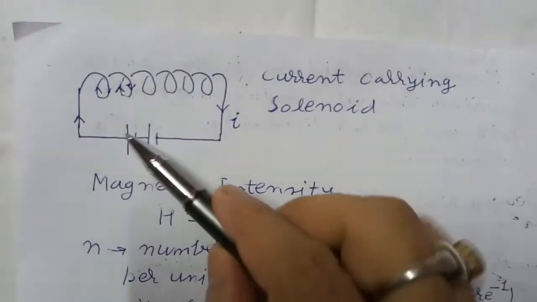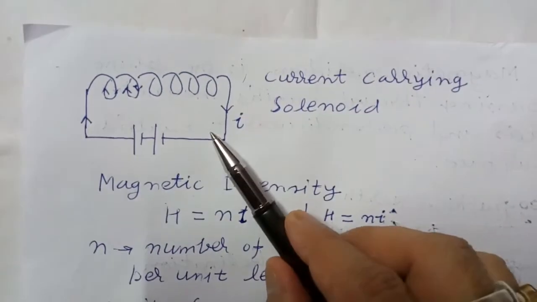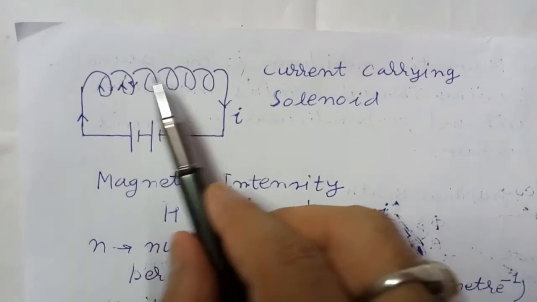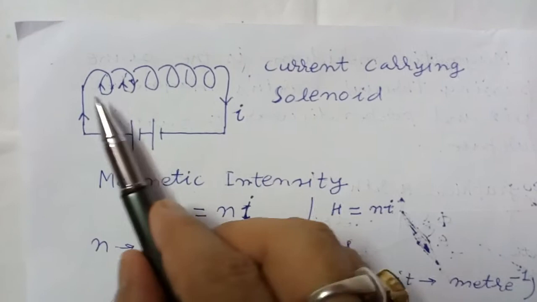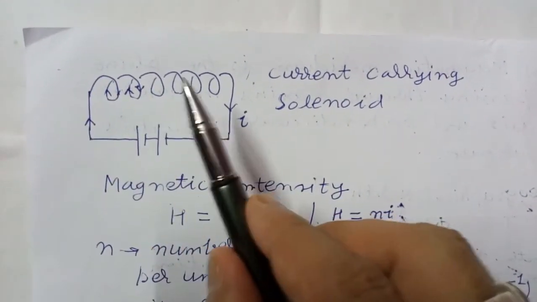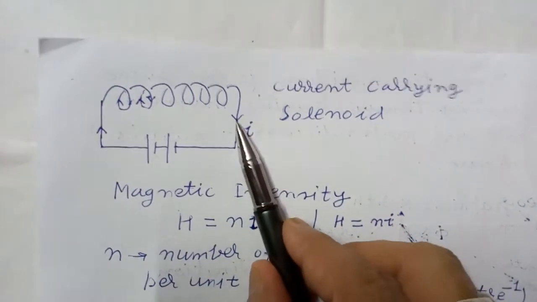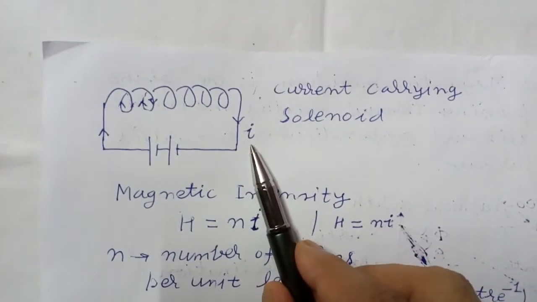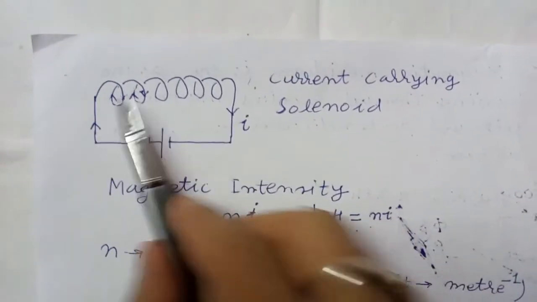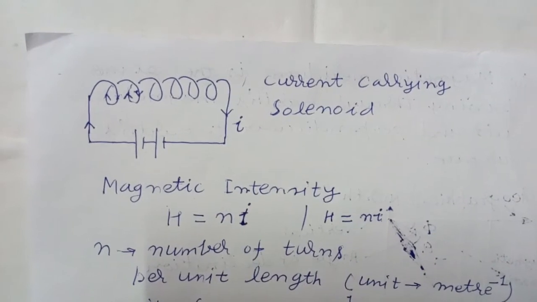See, when we increase current through this current carrying solenoid, H increases and intensity of magnetization of the iron bar also increases. So as small I increases, I means current, capital H also increases, and capital I, which is intensity of magnetization, also increases.